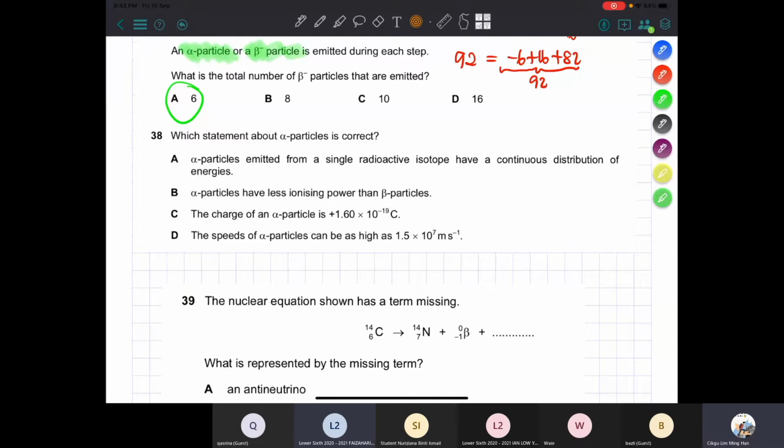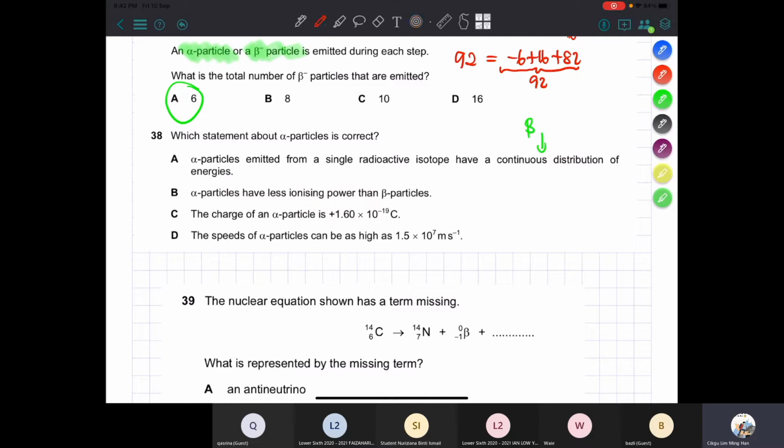Alpha. Okay. Alpha particles emitted from a single radioactive isotope have a continuous distribution of energy. Oh no, I don't remember this one. I remember alpha energy is fixed, not continuous. If continuous, if I'm not mistaken, it's beta. That's why we have to read first. Sometimes if you don't revise back, you don't remember. Ionizing power, oh this one I know. Ionizing power of alpha is the strongest.